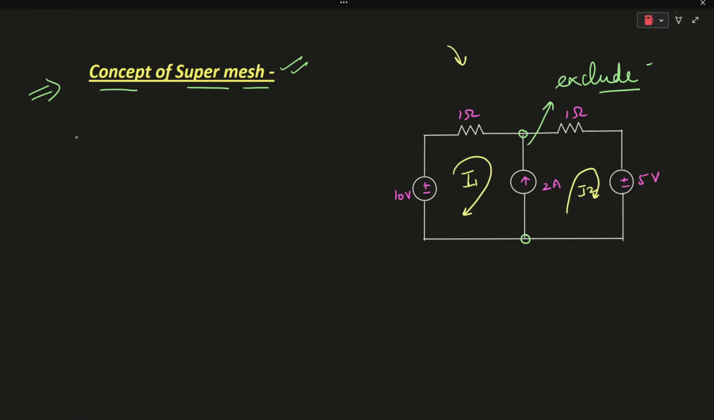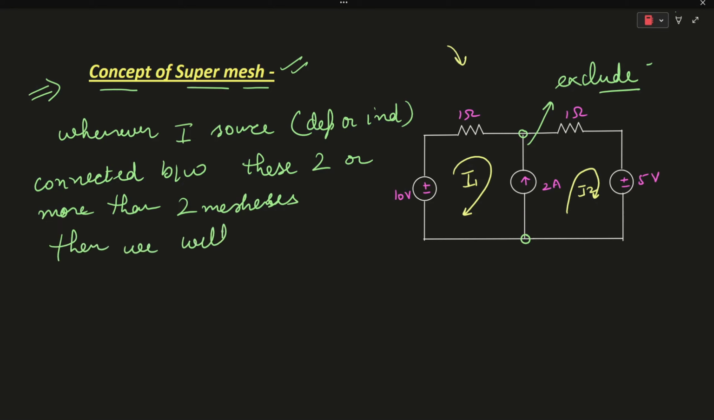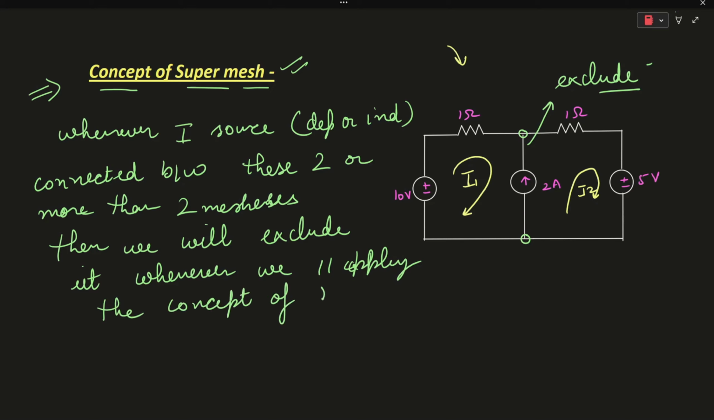So it means that whenever there is a current source, whether it is dependent or independent, connected between these two or more than two meshes, then we will exclude it, and we'll apply the concept of supermesh.